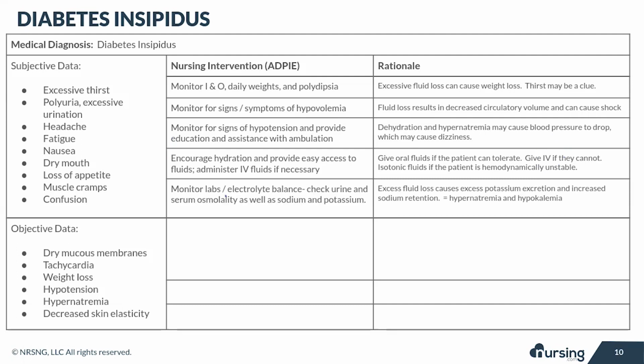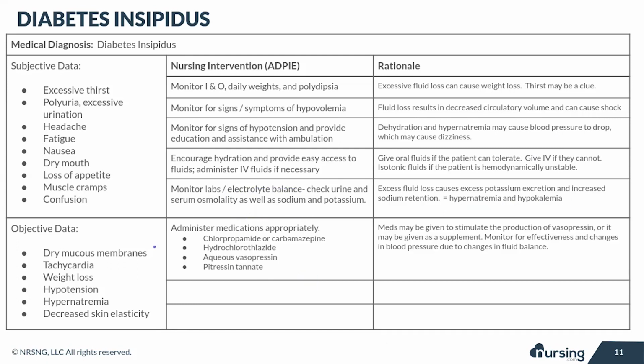All right, so we've been talking about fluid balance a lot, but next we need to pay really close attention to the patient's electrolyte balance. So the way that we keep a close eye on this is to check urine and serum osmolality as well as our sodium and potassium levels. When the body is losing an excessive amount of fluid, you're going to see potassium excreted excessively as well. So you're going to end up with hypokalemia. But the opposite of that's going to happen with your sodium, because your body's going to retain the sodium and you're going to end up with hypernatremia. So when you're looking at these electrolytes, you want to look for hypernatremia and hypokalemia.